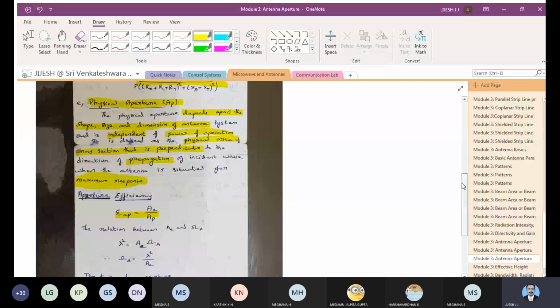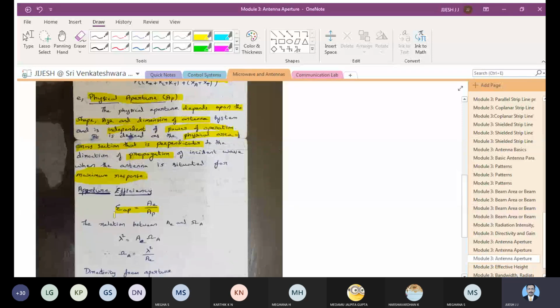So the aperture efficiency is given as AE divided by AP, and the relationship between AE and omega A: lambda square is equal to AE omega A, or omega A can be written in terms of effective aperture as omega A is equal to lambda square by AE. You need to remember these relationships, because for example, if effective aperture is given in a problem and you are asked to find omega A, you can just use this equation and directly find that. So you need to understand all these things.